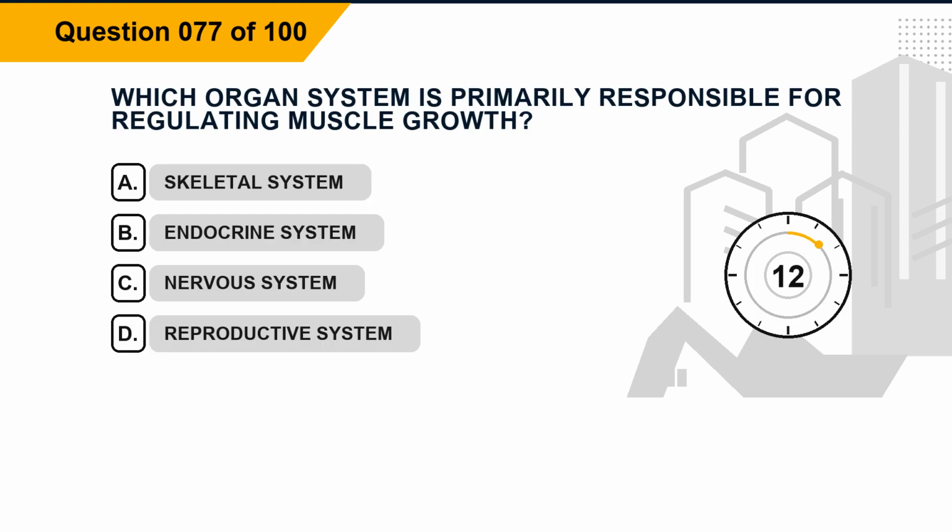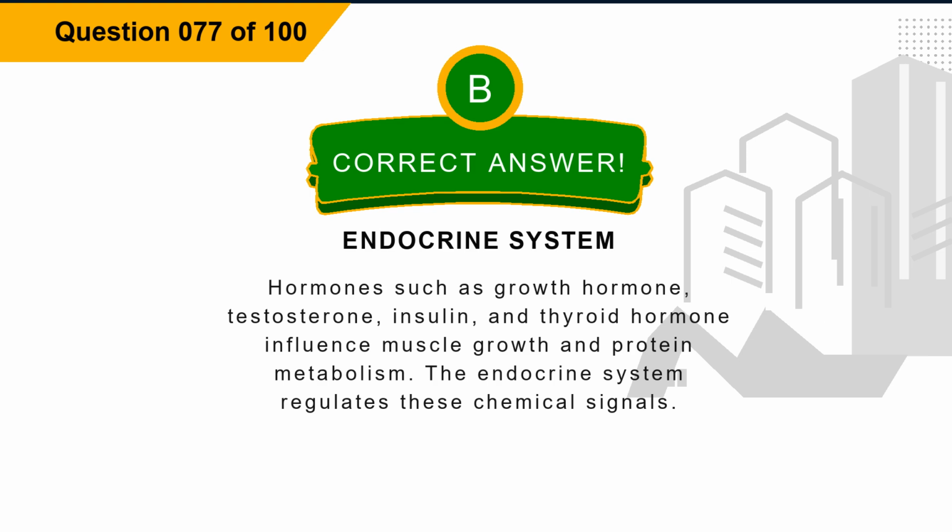Which organ system is primarily responsible for regulating muscle growth? Option A, skeletal system. Option B, endocrine system. Option C, nervous system. Option D, reproductive system. The correct answer is option B, endocrine system. Explanation. Hormones such as growth hormone, testosterone, insulin, and thyroid hormone influence muscle growth and protein metabolism. The endocrine system regulates these chemical signals.